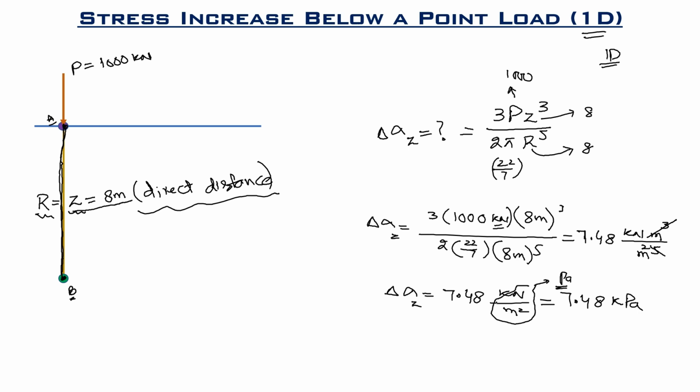So simply we can say that the stress increase below a point load at a vertical distance of 8 meter is equal to 7.48 kilopascals. You can say this as 7.5. So this was the case of 1D, meaning we have no horizontal dimension.